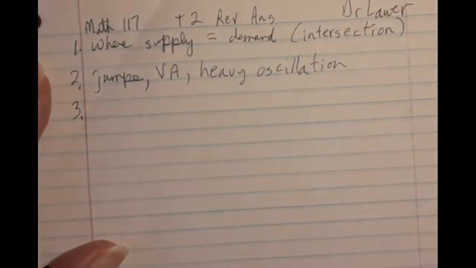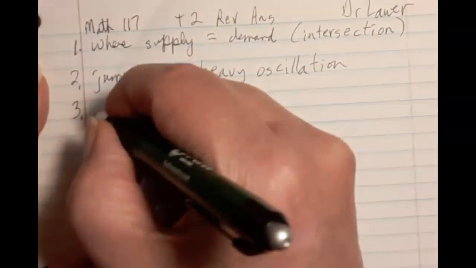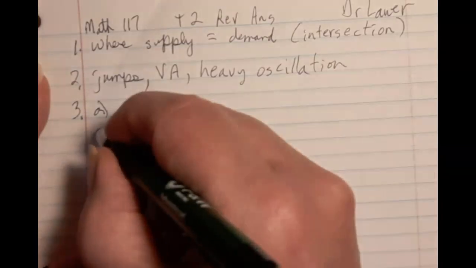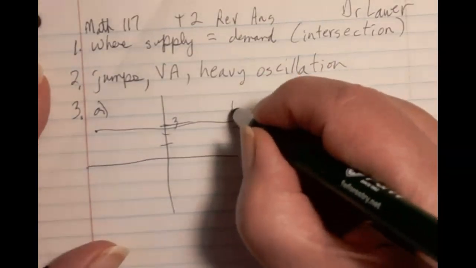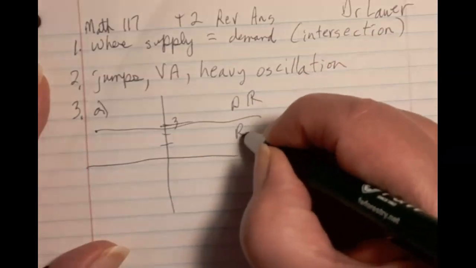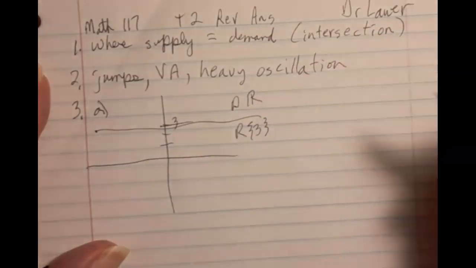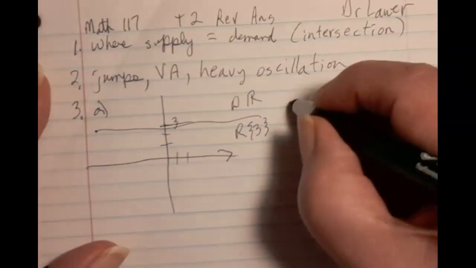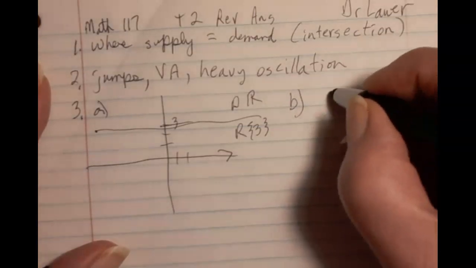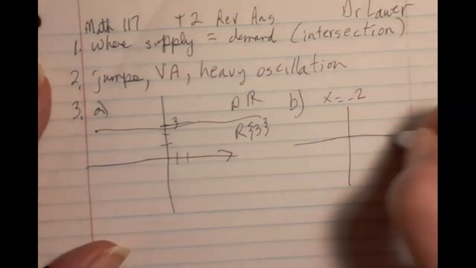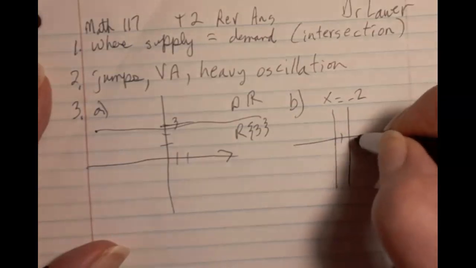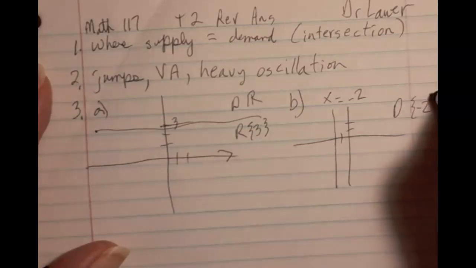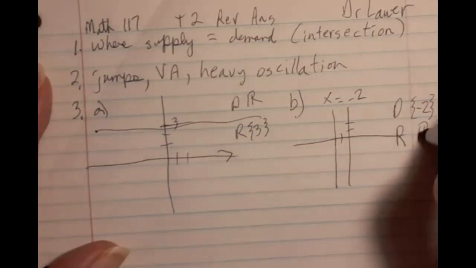Number 3, sketch the graph and state the domain and range of each. So for A, y is equal to 3. The domain is all reals. The range is 3. In braces would be best, but the braces aren't necessary. You can see that. That's the x-axis. Part B says x is equal to -2. So that means that the domain is -2 and the range is all reals.